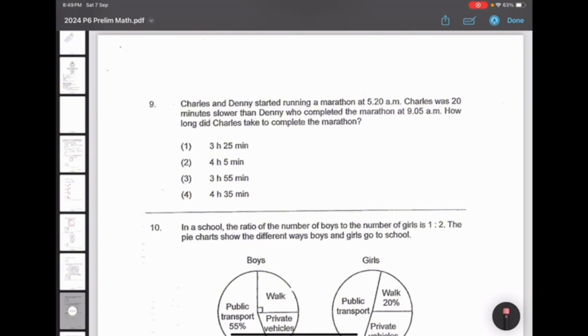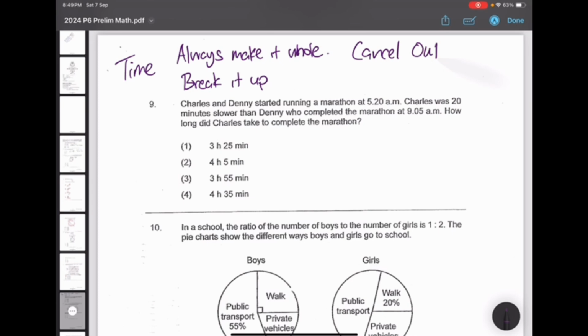Looking at this question, I can tell that this question is a time question. Whenever we are faced with a time question, what I want to do is to list down my ABCDs. A being always make it whole. B is to break it up. C to cancel out. And lastly, D to draw a timeline. Okay, let's read the question together.